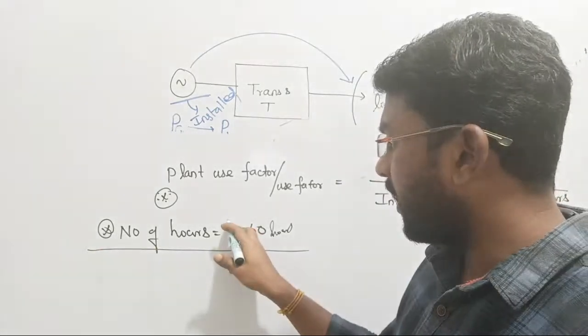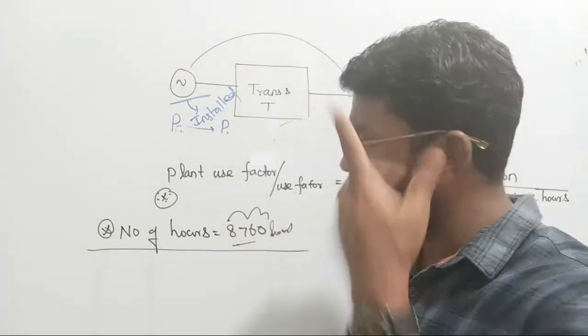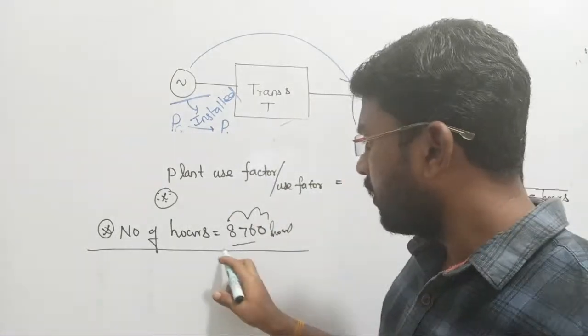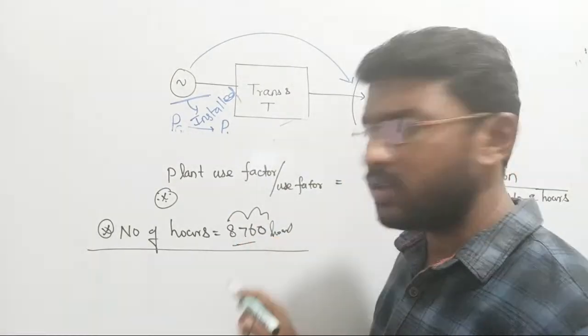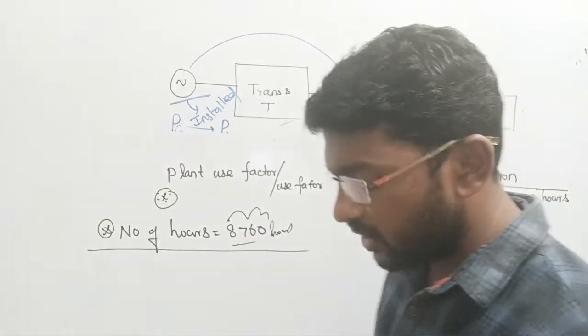Next, simple: I am writing 8760. That is equal to like that. It is the reverse order, so we can keep the 0 with that, right? So that is the total number of hours in a year.